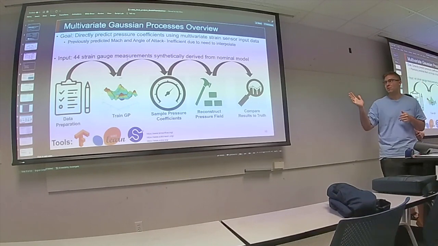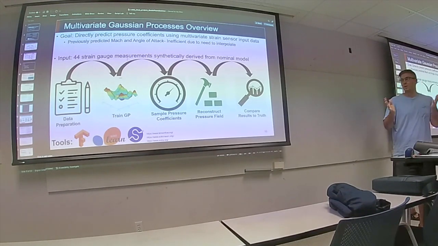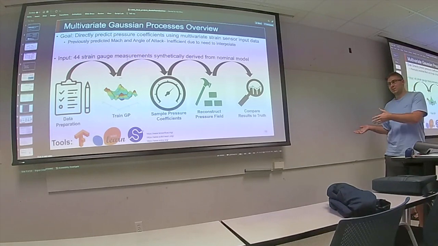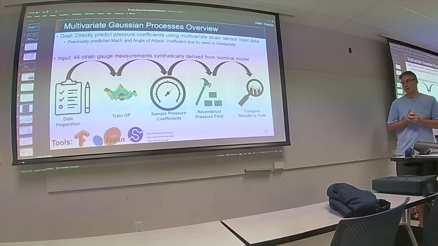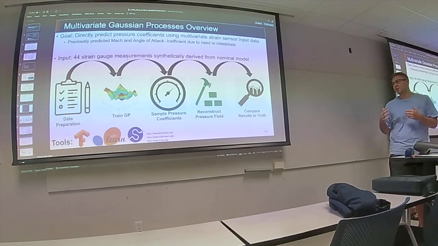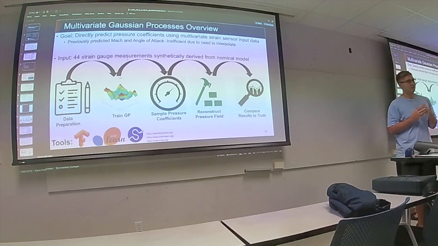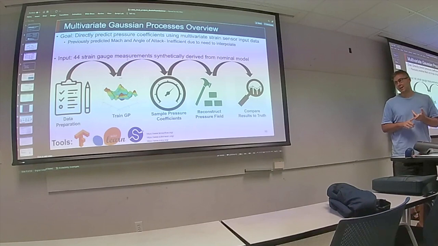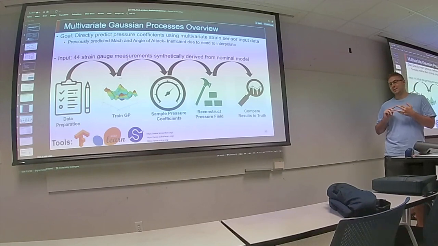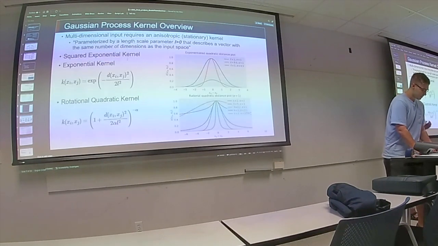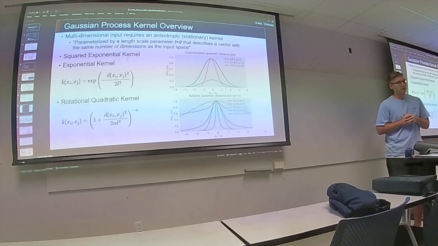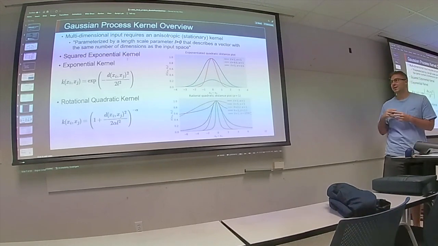You can see the outline. I have all 44 of our strain gauge measurements for a given run that will be prepared. Some number of those rows will be used to condition a Gaussian process, which is trained. From there, I sample the posterior to get our pressure coefficients. I then reconstruct the pressure field and compare to a set of testing or truth data that I've set aside. The tools I was using for this were a combination of sklearn, TensorFlow, and SciPy. Another thing I had to do was look at what kernels I wanted to test, and I ended up selecting 3.